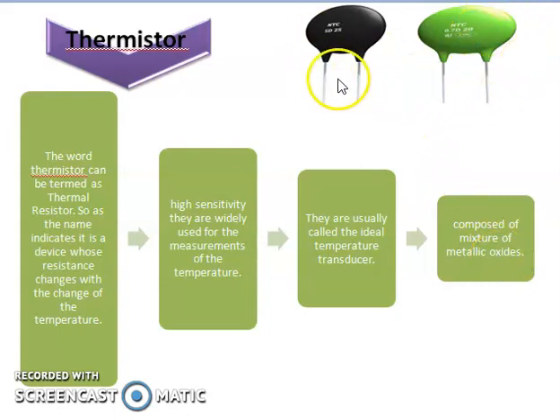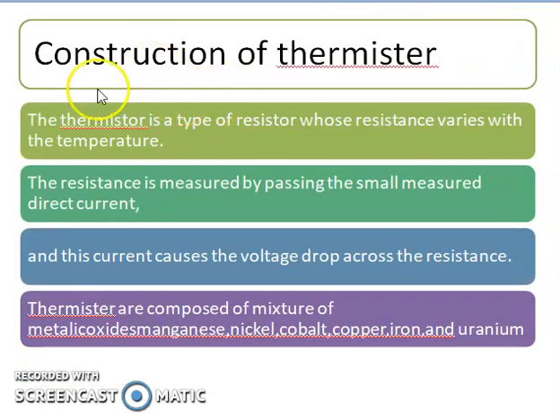This is the constructional view of thermistor. Now, coming to the construction of thermistor. The thermistor is a type of resistor whose resistance varies with the temperature. The resistance is measured by passing a small measured direct current, and this current causes the voltage drop across the resistance. The thermistors are composed of a mixture of metal oxide like manganese, nickel, cobalt, iron, and uranium.